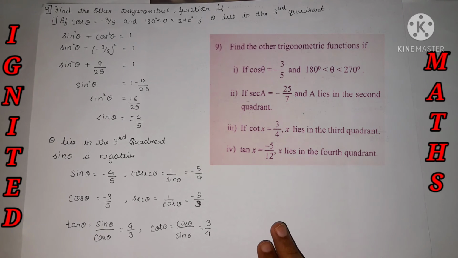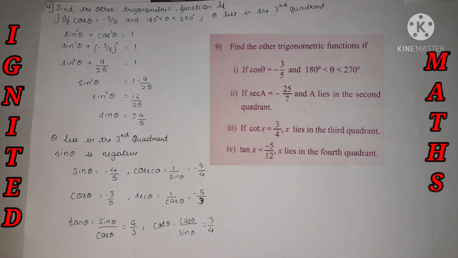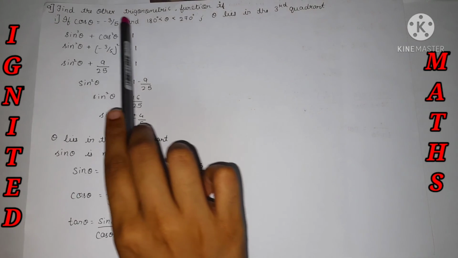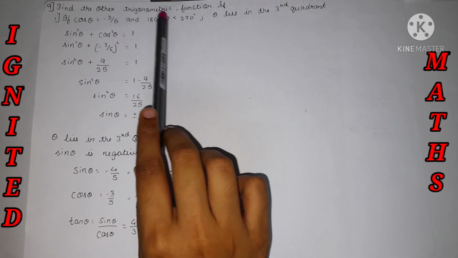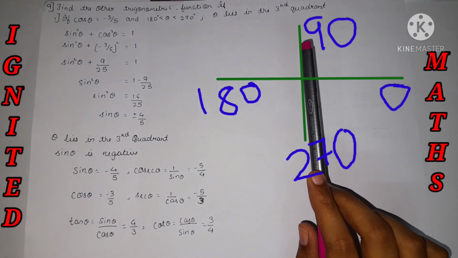The ninth main question has 4 sub-questions. We were doing the first question over here. If we complete it and understand it, then the remaining 3 questions will be easy, because the 9th question is completely based on the 7th question. So let's start. Find the other trigonometric functions if cos theta is equal to minus 3 by 5 and theta lies between 180 to 270, that is, theta lies in the third quadrant.